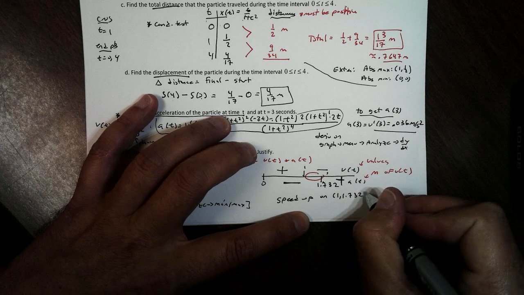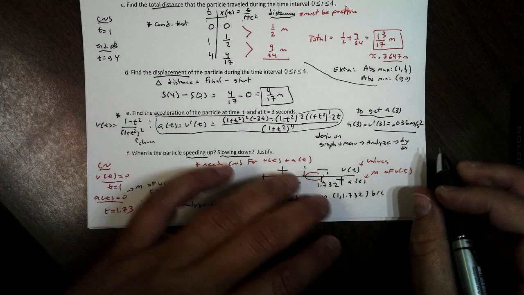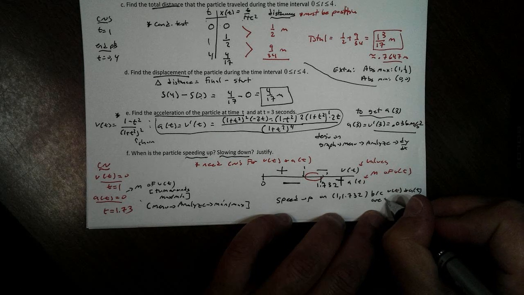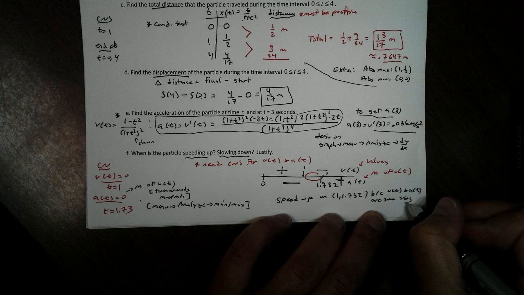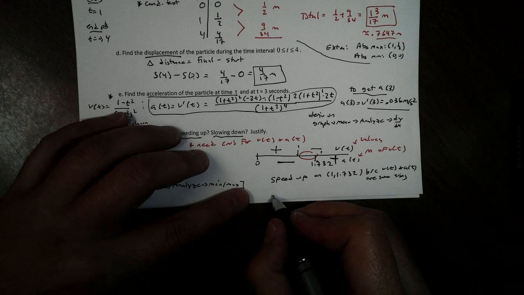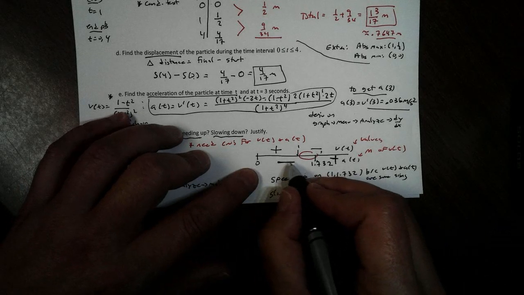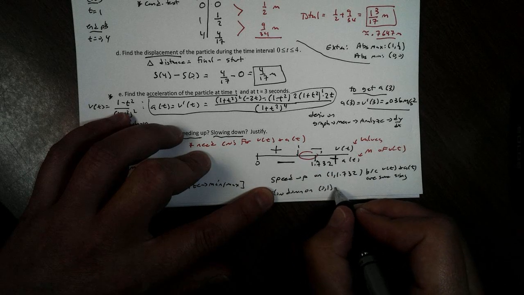And that is because velocity and acceleration are the same signs. I know, we kind of ran out of room there. So when are we slowing down? When they're not the same.